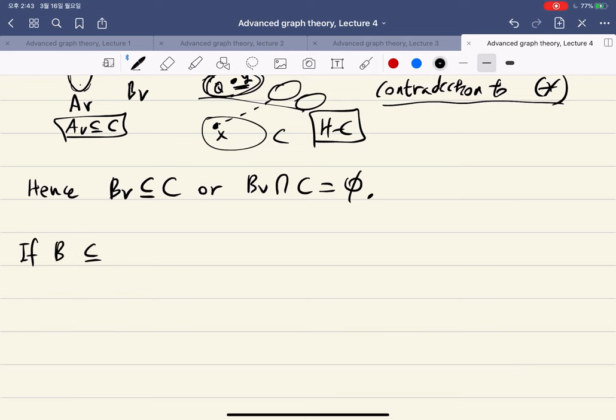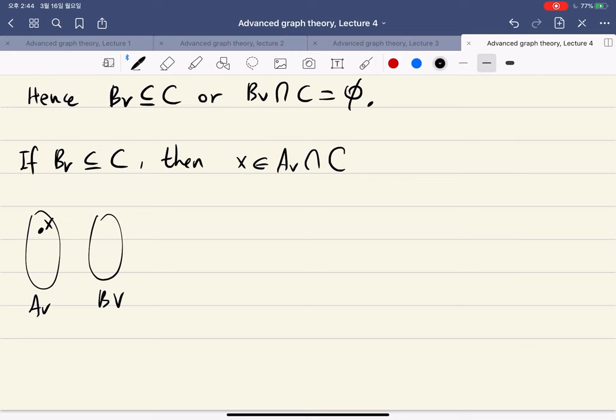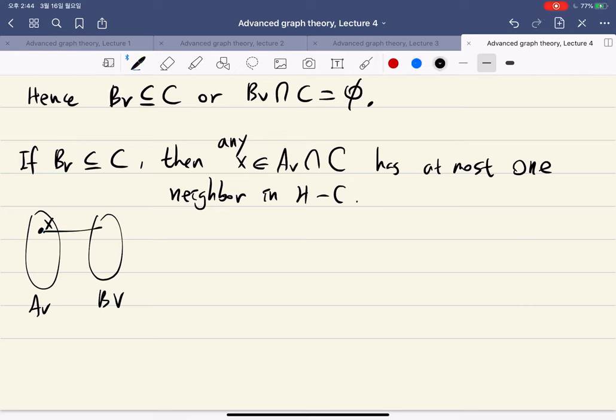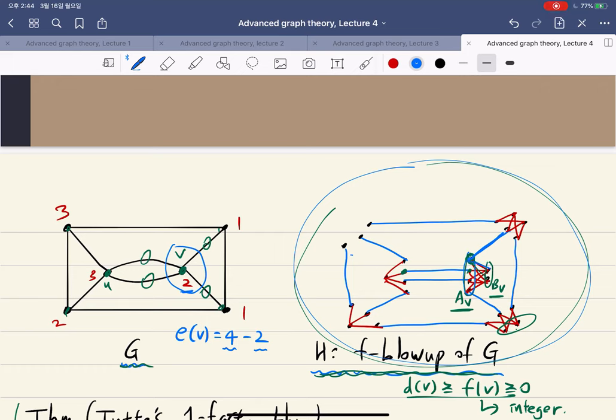So let's consider the first case. If this BV is entirely in C, then again AV, BV. Let's say we have a vertex X here in AV, which also lies in C. If there is such a vertex, any such vertex has at most one neighbor in H minus C. Why? Because all the neighbors of this X are in BV, and then there is at most one neighbor outside. That's from the definition of this claim. Any vertex in AV has neighbors in BV, except there is one neighbor outside of this BV.